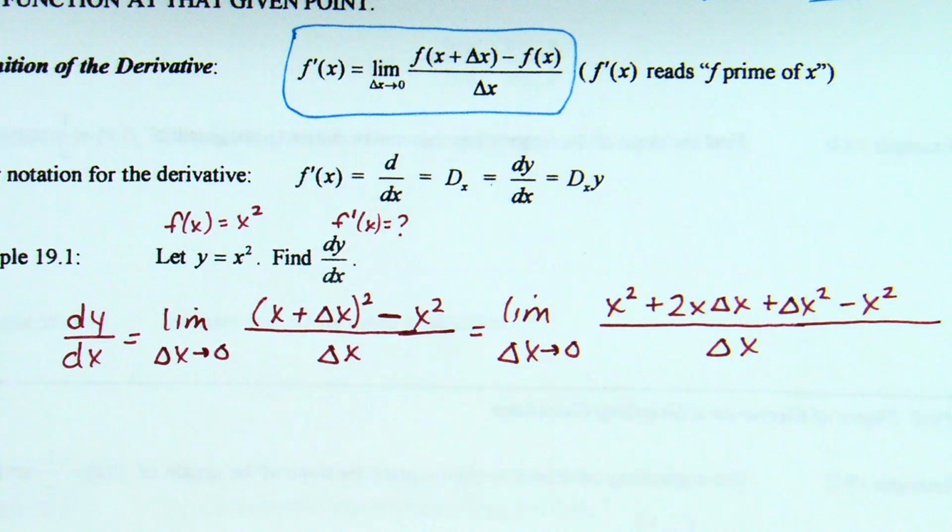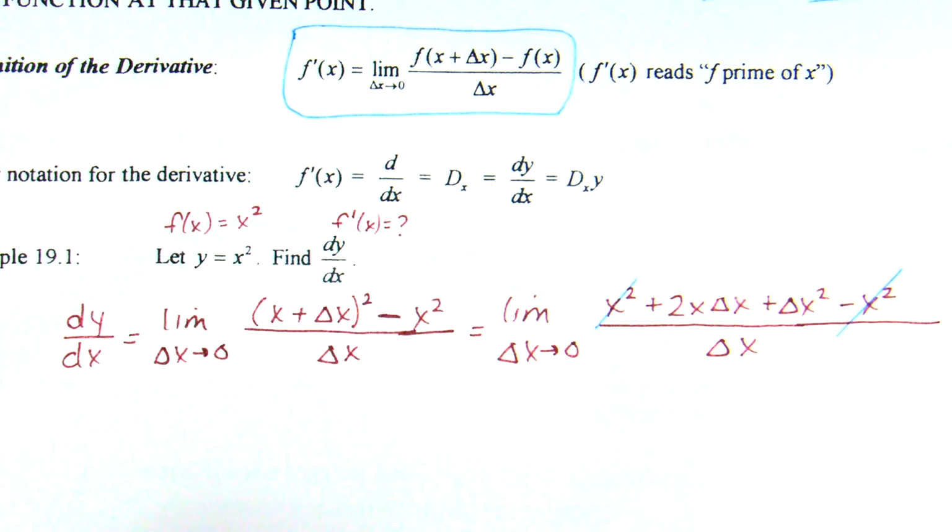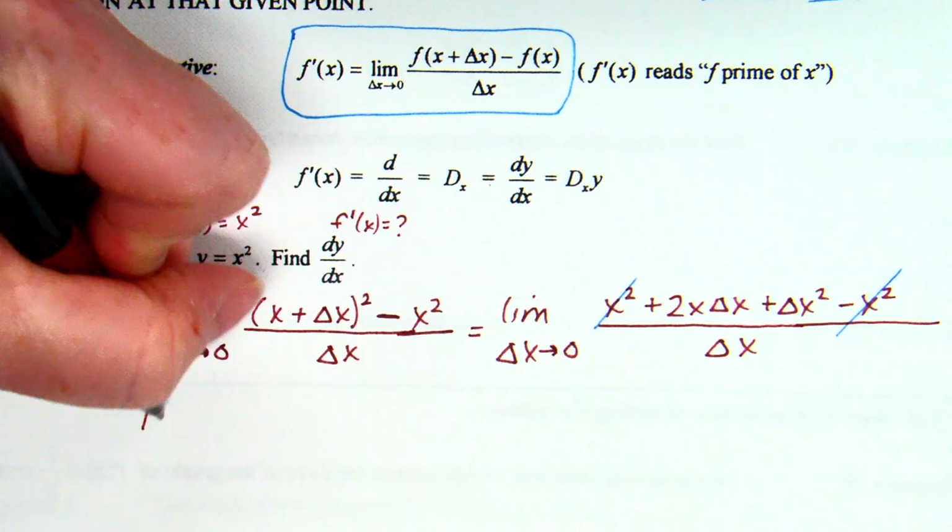Now what? Do we have some canceling happening? Yeah, and you should. x squared minus x squared is gone. What do you notice about the two terms left on top?